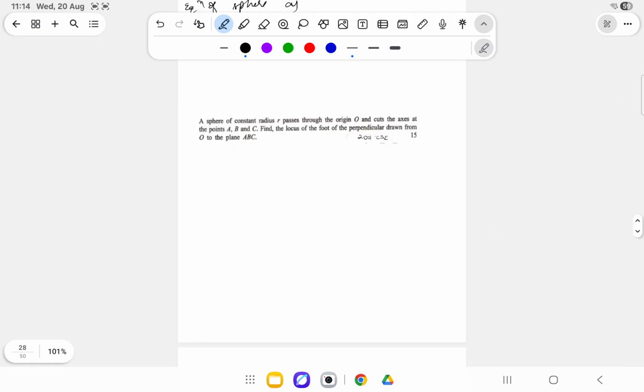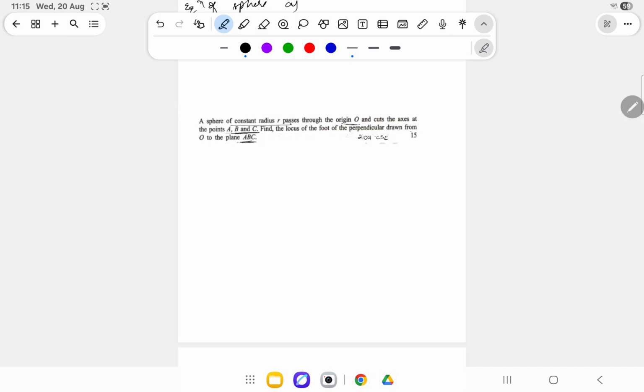So let's move on to next question. So the next question is, a sphere of constant radius r passes via origin and cuts the axis at points A, B and C. Okay, sphere of constant radius r passes through origin and cuts axis at A, B and C. Find the locus of foot of perpendicular drawn from origin to the plane ABC.